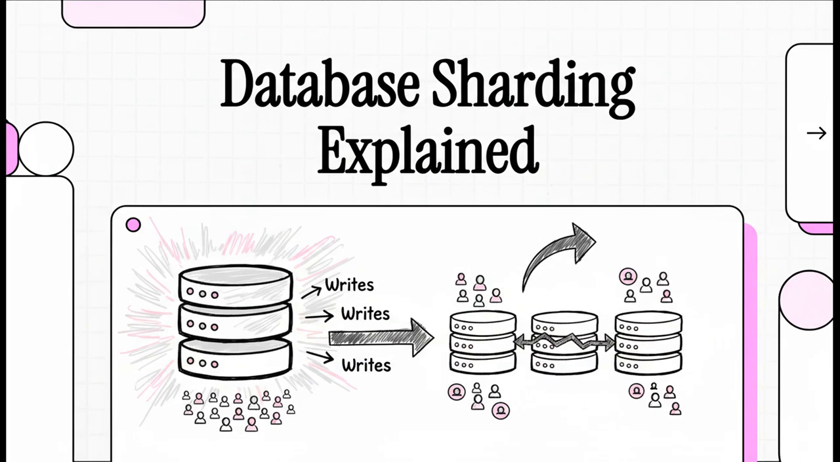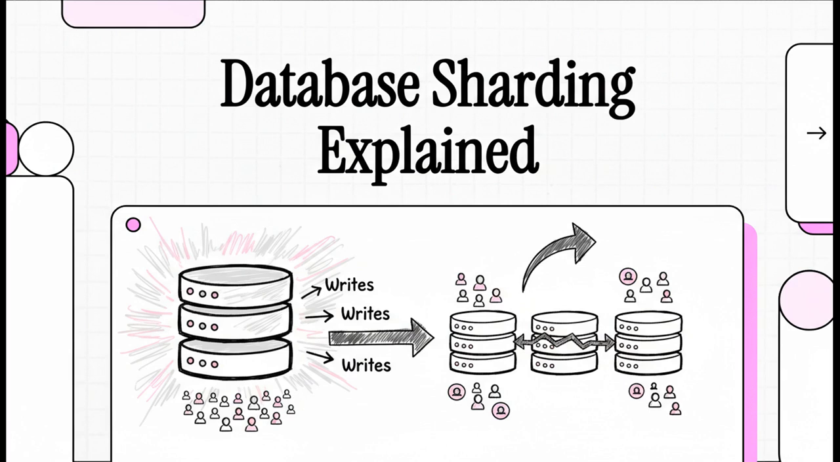All right, so you've set up your read replicas, your application is flying. But you've got a new problem, a big one. Your main database, the one handling all the writes, is starting to choke. You're just getting too much data, too many new users, and that single server just can't keep up anymore. So, what do you do?